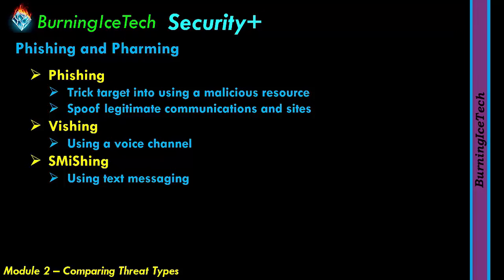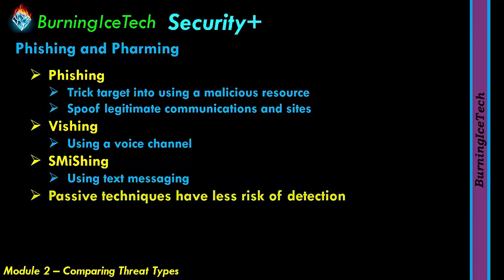Now, obviously, folks, it goes without saying that passive techniques have less risk of detection. So the more passive it is, the better for these perpetrators. They will generally try and use the path of least resistance, the path that's the easiest and that's the least amount of risk for them to be detected.